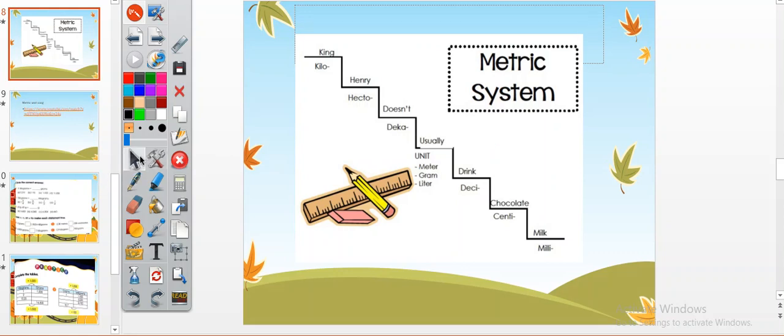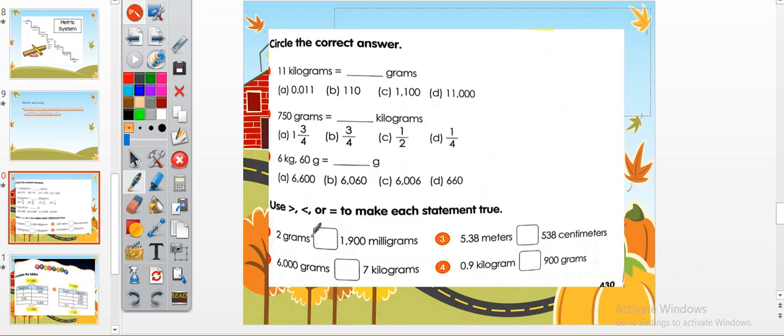Yes, you're gonna multiply by 1,000. So this will be 2,000. So who is greater? Are 2 grams or 1,900 milligrams bigger?